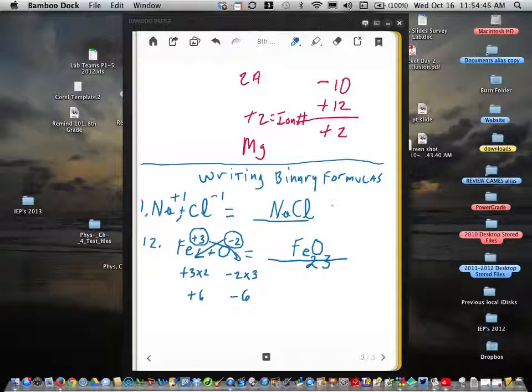So one rule is if the numbers are the same, you drop the numbers and it just reduces to lowest terms of 1 and 1, which you don't write. The other thing is you drop the charge and cross over the numbers. Okay? Does that make sense?